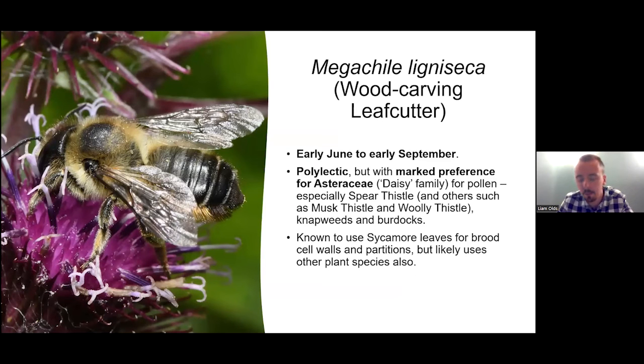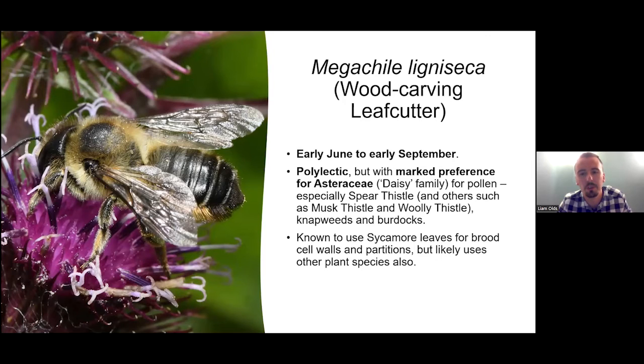But this is like all the other species, really a summer species, active from about early June to roughly early September. Again, polylectic, they're not fussy about what plants they visit, but they do really like Asteraceae, the daisy family, and they particularly like the thistles. Spear thistle is a really good one, but they'll also use musk thistle and woolly thistle. Spear thistle is one of the main ones I see them on, as well as burdocks, they really like burdocks, like in this picture here, and things like knapweeds. So that's some of its favourite plants to collect pollen from.